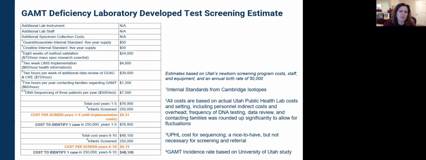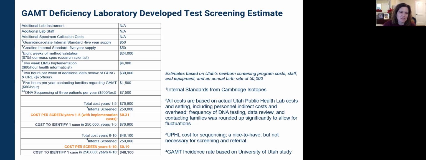And then we also added in the time for just the additional review of the data weekly and contacting 5 families a year about a borderline result, and then sequencing 3 patients a year. And these are all very padded. We didn't sequence that many families in a year, but this is the highest possible rate, just so that we were very generous in our estimate.